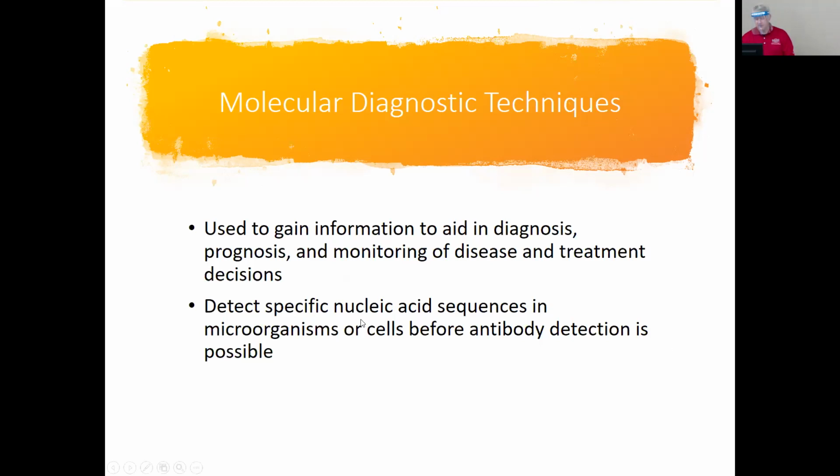We're going to detect specific nucleic acid sequences in microorganisms. Now, the good thing about microorganisms is their DNA or RNA is not that expansive. It's very simple. So we can do things with microorganisms that you can't do readily with human DNA sequences, because they're just more complex. And then we can detect cells before antibody detection is possible.